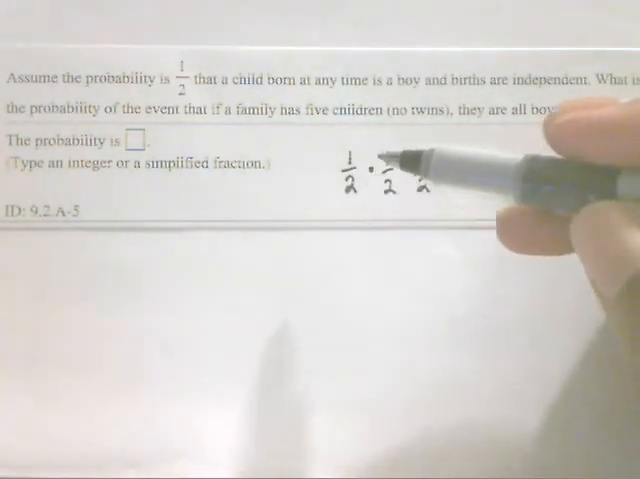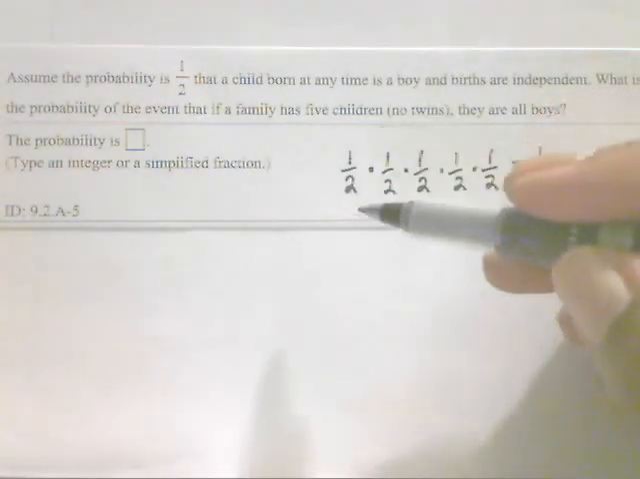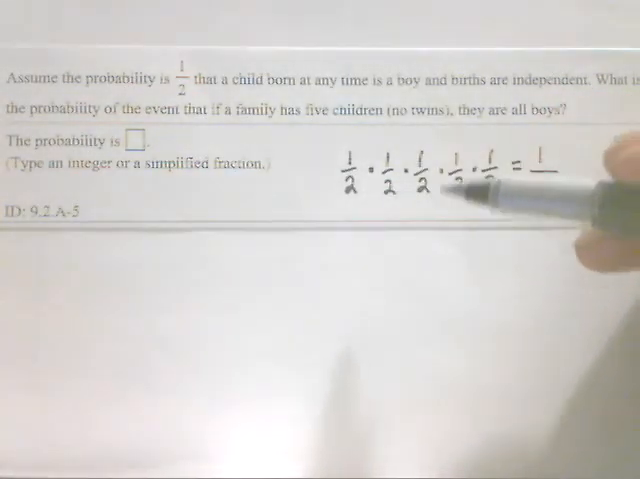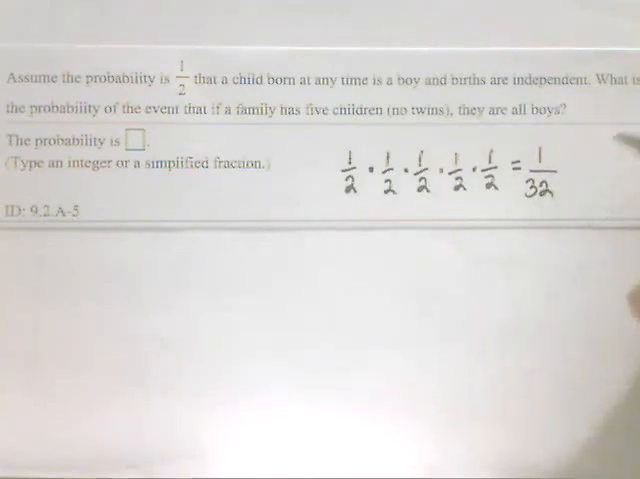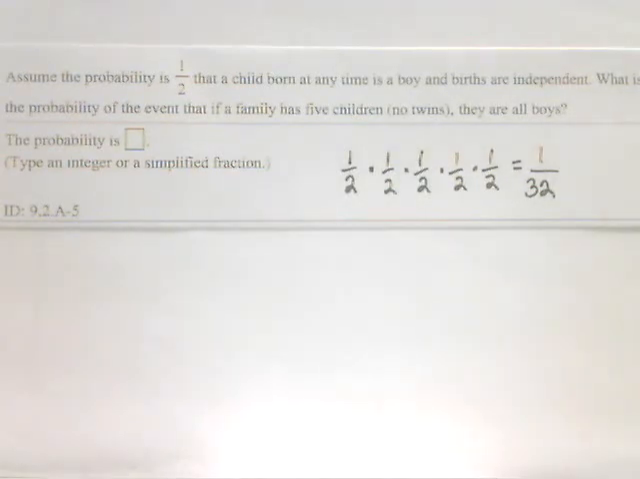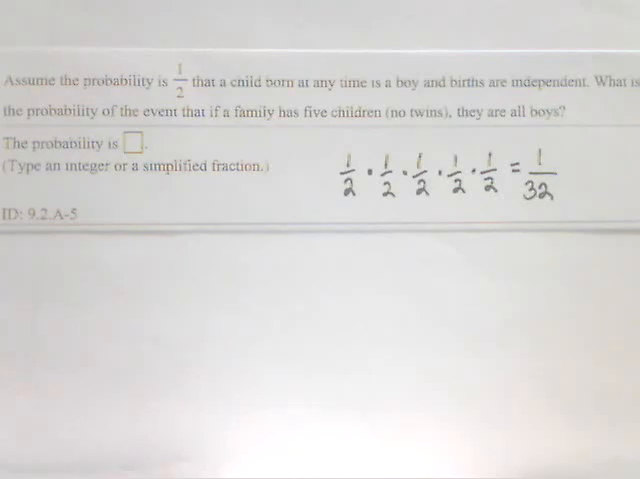Okay, so in this case here, we multiply straight across. The numerator is going to be 1. The denominator is just 2 times 2 times 2 times 2 times 2, which is the same as 2 to the 5th. That's going to be 32. So the probability there that a family has 5 children and all of them are boys would be 1/32. Okay, so this should assist you with some of the homework problems in section 9.2.